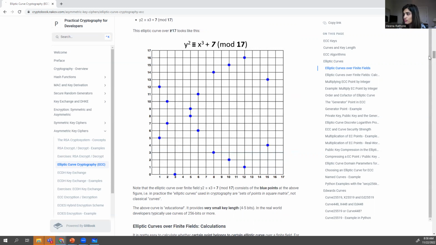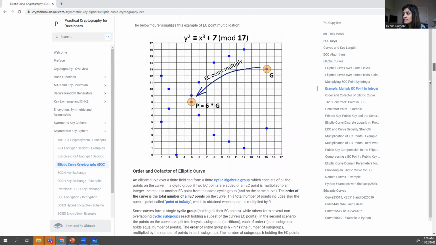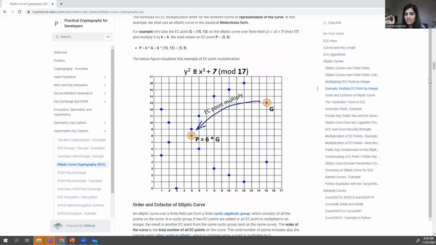So here in this case for an elliptic curve, what is the generator G? It is generally a point G taken in such a way that if you multiply 1 times G, 2 times G, 3 times G, you are able to get all the points on the curve. And that's what the generator G is in this case.